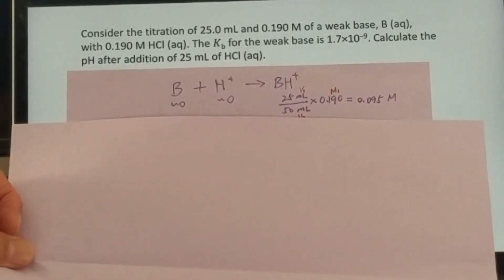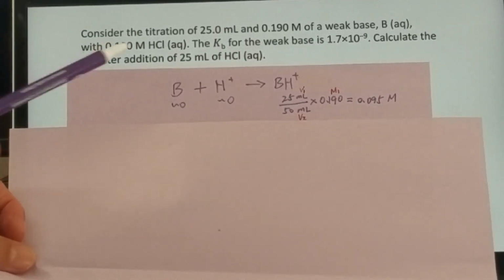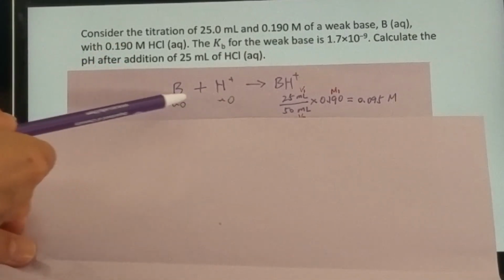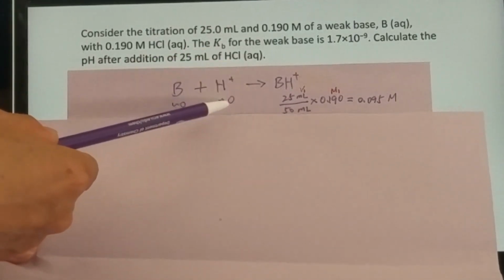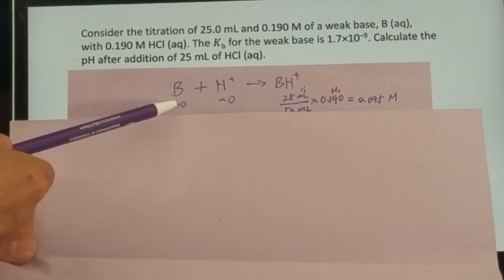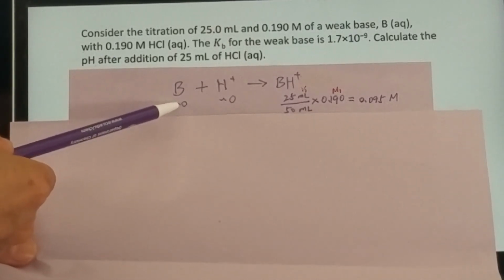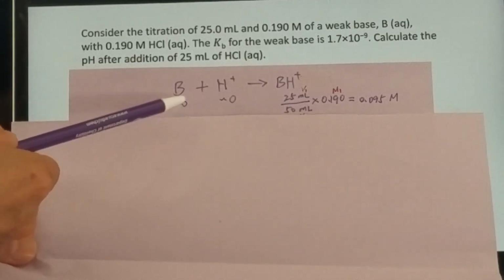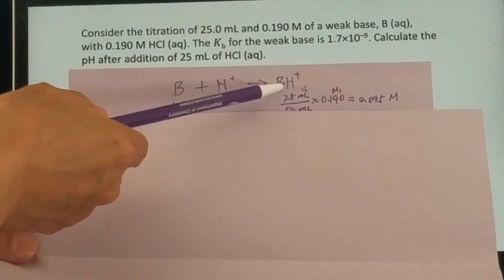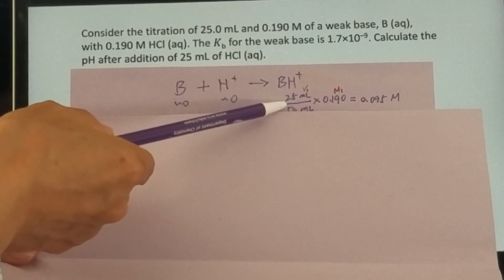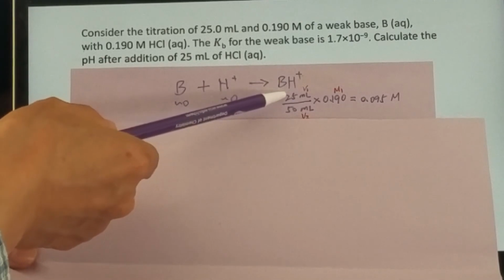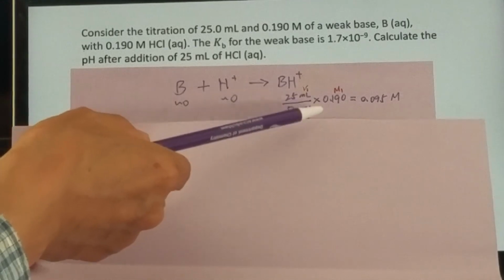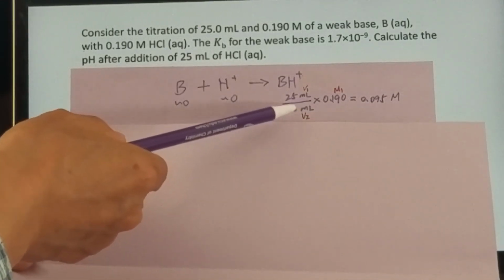So at that specific point in the titration, after adding 25 milliliters of HCl, you no longer have the analyte, the weak base. All of the weak base is converted to the conjugate acid, okay? And you should be able to calculate the concentration of the conjugate acid at this moment. You can use M1V1 equals M2V2 to find that out.